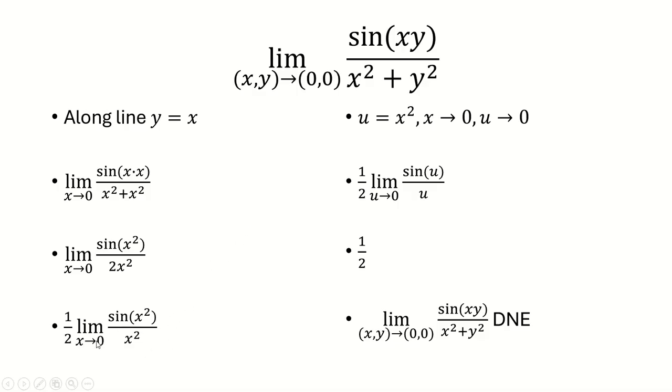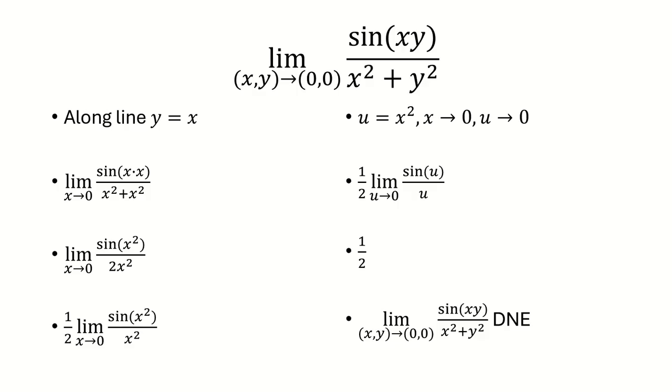I'm going to change the x squared here by making a substitution. I'm going to let u equal x squared. So as x approaches 0, u, which is x squared, is also going to approach 0. So now this is just the 1/2 times the limit as u approaches 0 of sine u over u. Sine u over u approaches 1, so 1/2 times 1 gives us that the limit is 1/2.